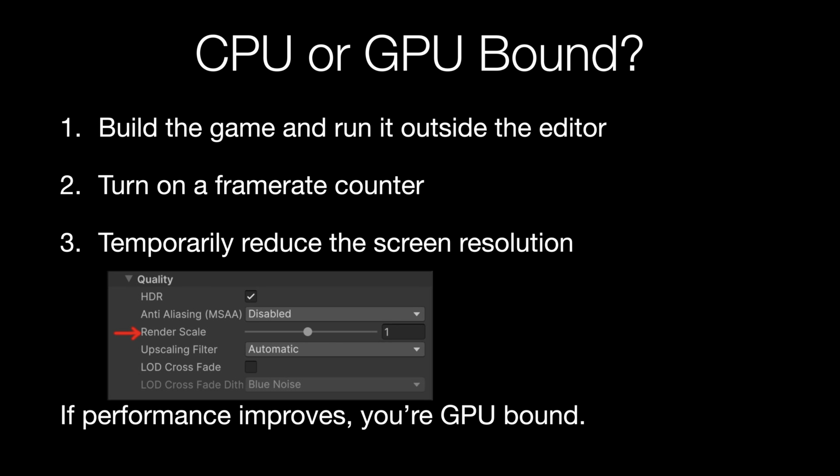If the frame rate remains the same, you know you're CPU bound, and you should focus your optimization there. But if performance improves, you're GPU bound, and the frame rate you see is the point where the GPU and CPU are evenly matched. That means if you reduce the load on the GPU, you could potentially get to that frame rate. So let's take a look at how this is done in Unreal and in Unity.